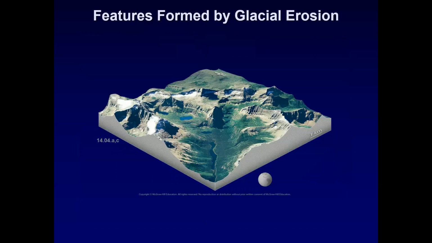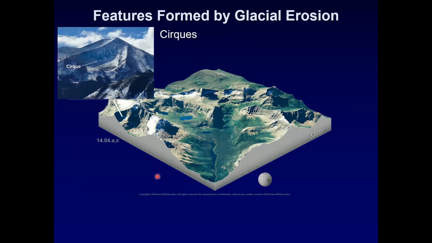All right. Features formed by glacial erosion. So we'll start off up high. Cirques. It's like this concave circular feature. You can have a cirque glacier in a mountain like this. It's formed in part by plucking rocks by the glacier. And then small lakes formed at the base of the cirque are called tarns. You could have a series of lakes along a glacial valley. Those are called paternoster lakes.